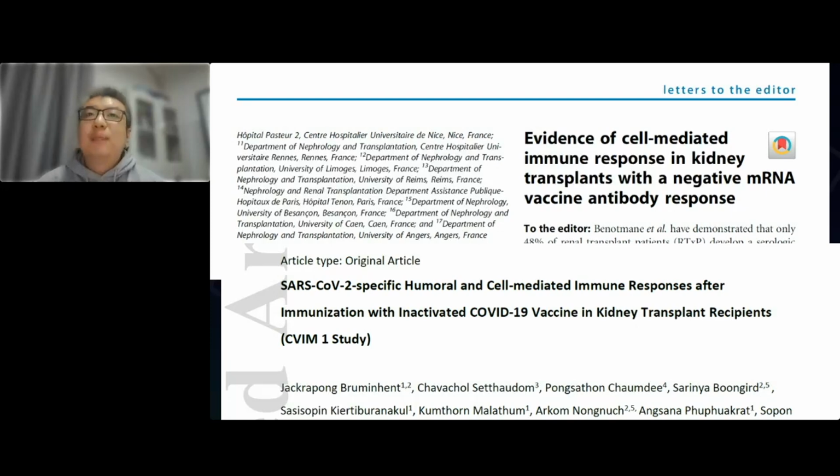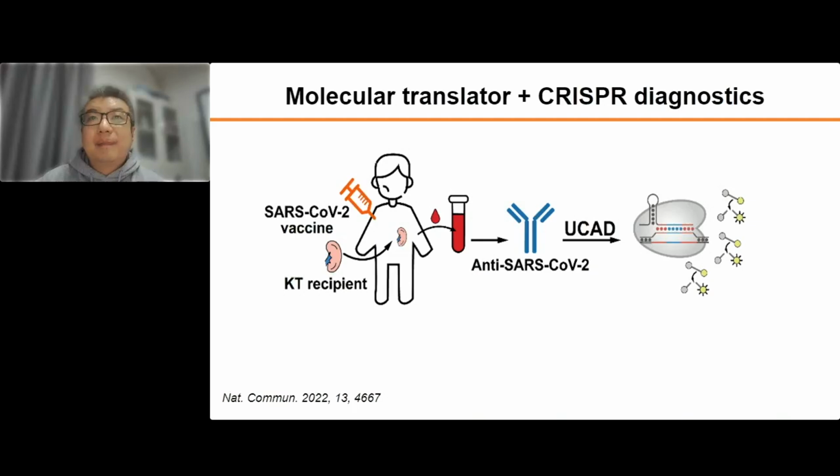So this is a very important question, because if those patients can indeed produce antibodies, only the level is low, we can give them booster doses. But if they cannot produce antibodies at all, there have to be different strategies to protect this group of patients.